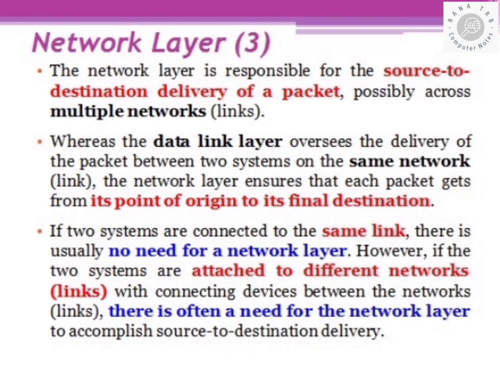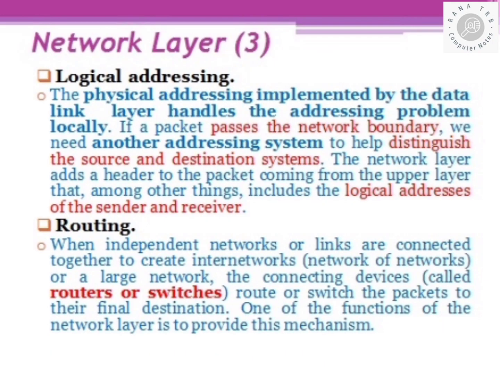Got it? This is the process of the network layer, which is responsible for source to destination delivery of the packets between multiple layers of the same link or at different network links. Logical addressing: the physical addresses implemented by the data link layer handle the addressing problems locally. If a packet passes the network boundaries, we need another addressing system to help distinguish the source and destination systems. The network layer adds a header to the packets coming from the upper layer and includes the logical addressing of sender and receiver.